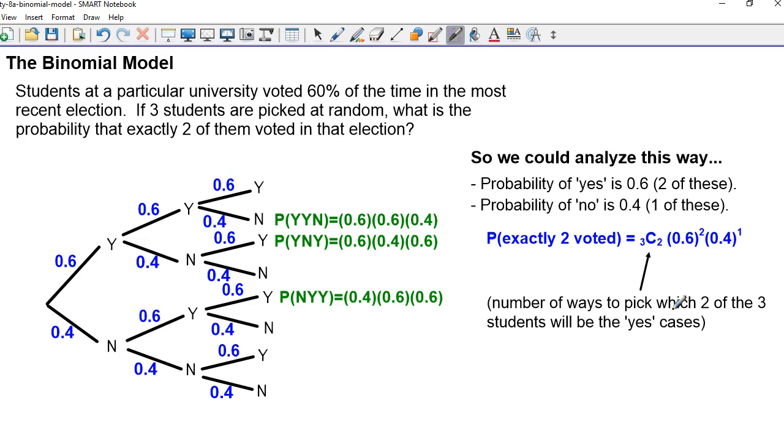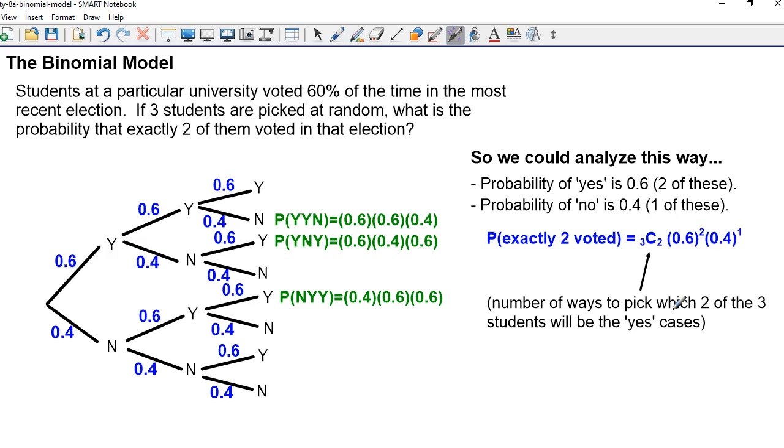So given that, we could analyze the probability this way. We could just say, well, the probability of yes is 0.6, and there are 2 students that have to vote yes, so there's 0.6 twice. The probability of voting no is the other 40%, and there's 1 student that would have to vote no, so there has to be 1 no probability, 0.4.